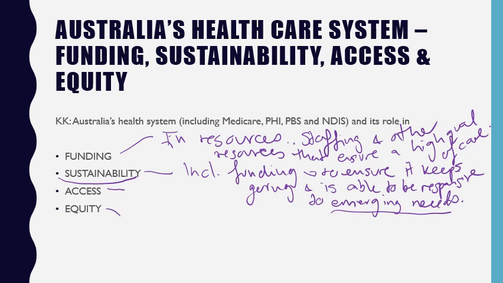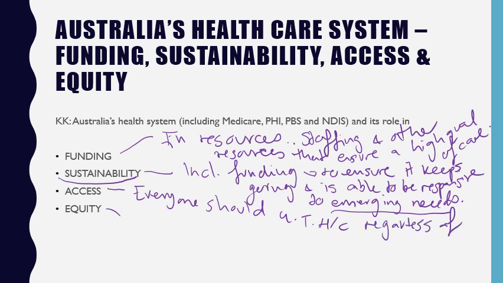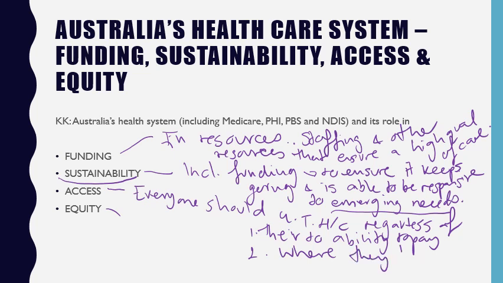Access and equity are the 2 easy ones, thank God. Access: everyone should have access to healthcare, regardless of 2 things. 1, their ability to pay. And 2, where they live. See how that one's a bit easier to remember.